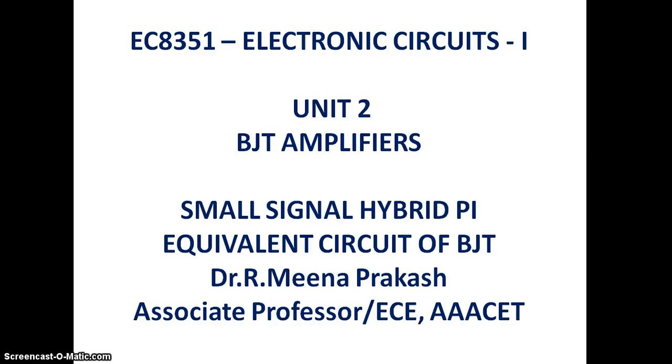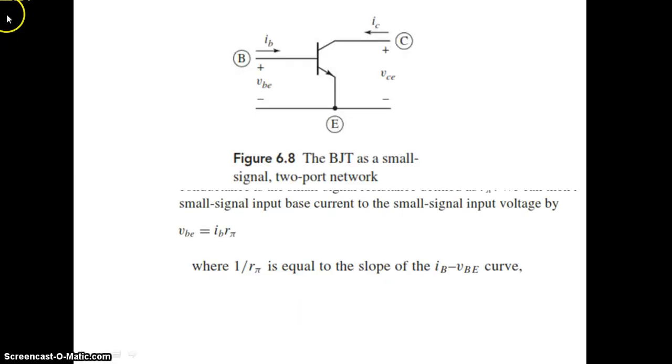Hi, welcome all. In this class, we are going to see Unit 2, BJT amplifiers, and the topic we are going to see is the small signal hybrid pi equivalent circuit of BJT. The circuit shows the BJT as a small signal two-port network, where the small signal input base current relates to the small signal input voltage.